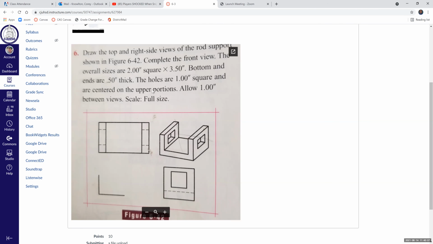The holes are 1 inch square and centered on the upper portion. So in other words, of this upper portion of the wall here, the window is 1 inch by 1 inch, and it's centered on the top part here. Allow 1 inch between views.